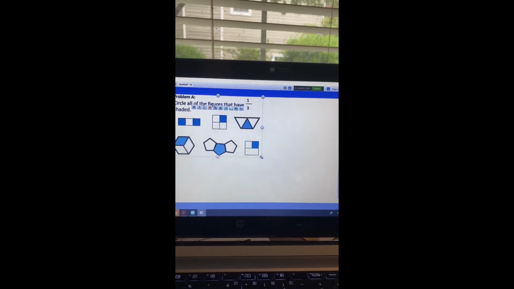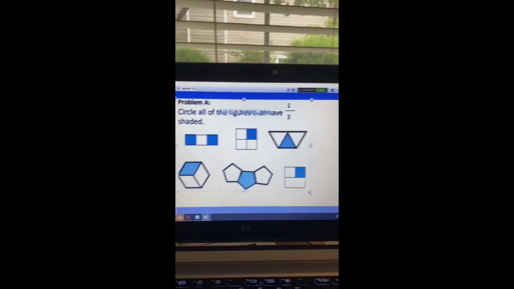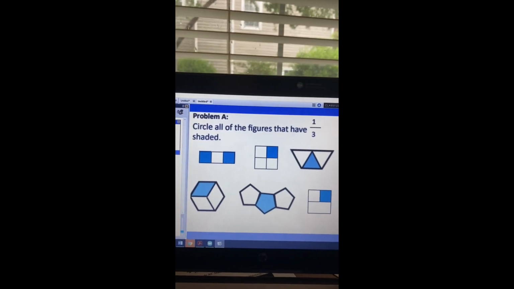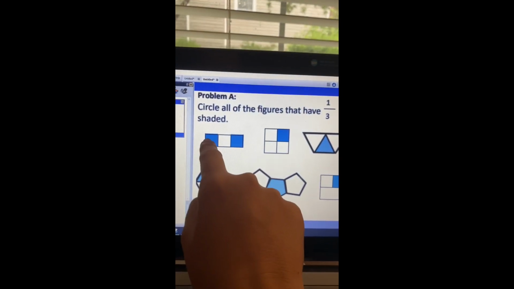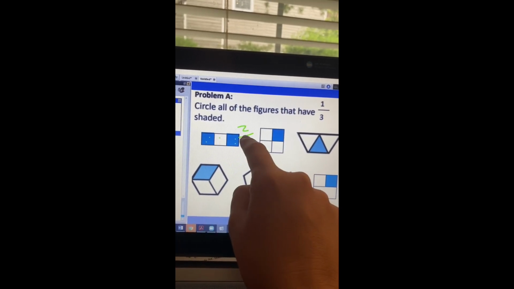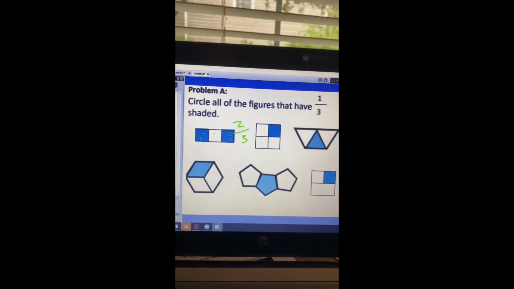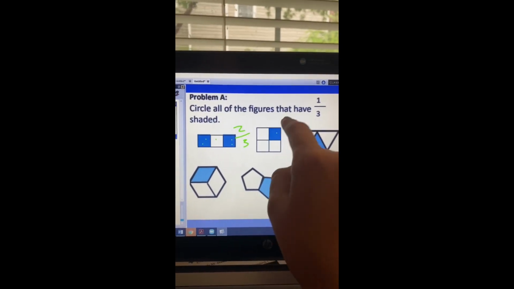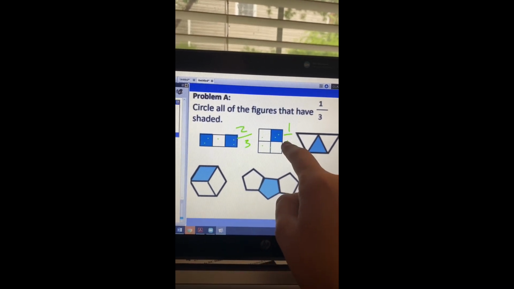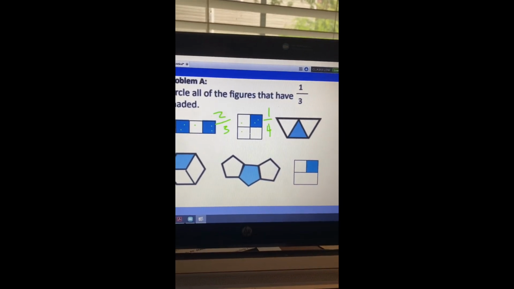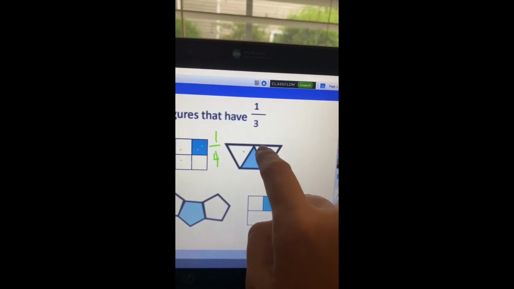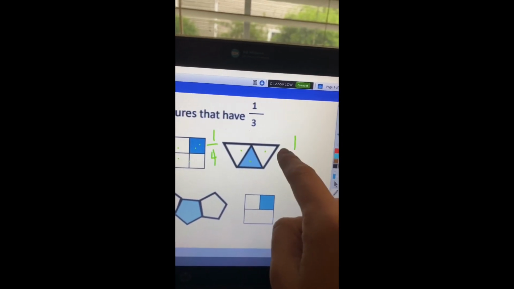So 1/3 shaded. What I'm going to do for every problem is go around and write how much is shaded. Here there's 2 out of 3 pieces shaded. That's 2/3. Here there's 1 piece shaded out of a total of 4. That's 1/4.